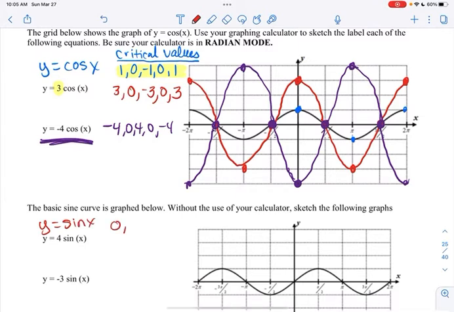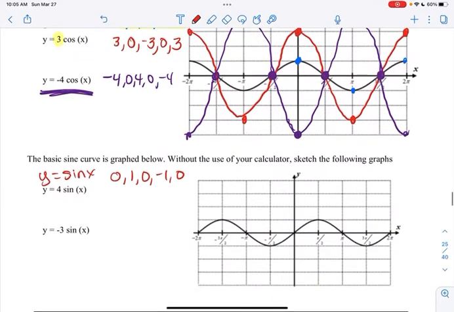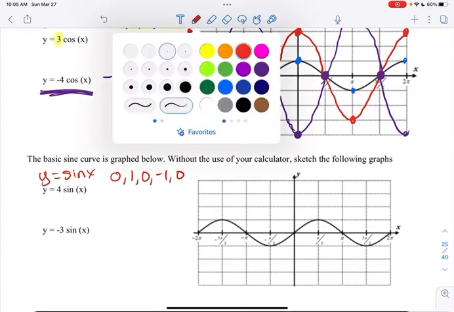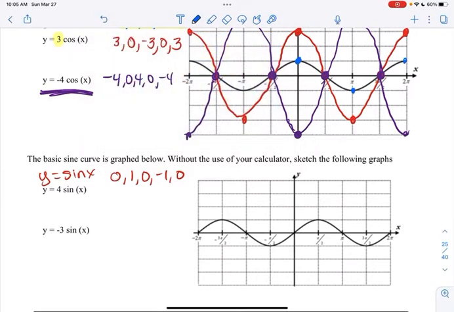My critical values are 0, 1, 0, -1, and 0. So I have those graphed. I already have the sine graphed right there. Y equals 4 sine of x. I'll just grab a different color. I'm just going to multiply all my critical values by 4. So they're going to be 0, 4, 0, -4, 0. So this would just be my new graph. 4, 0, -4, 0. Go in the opposite direction.